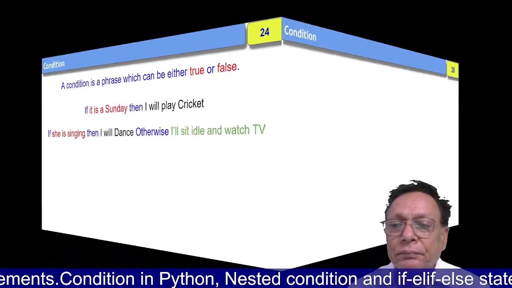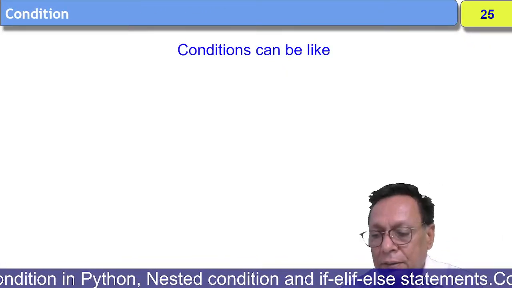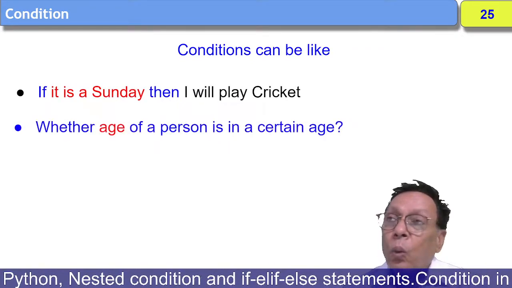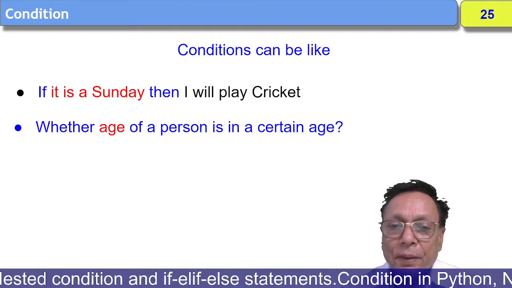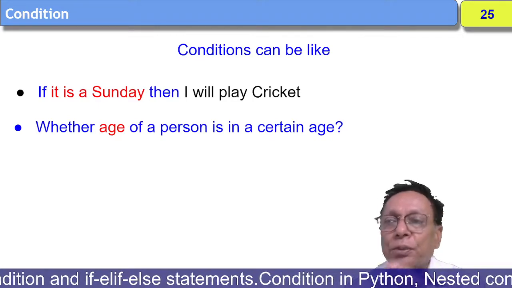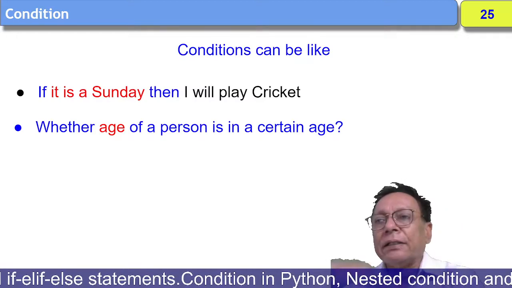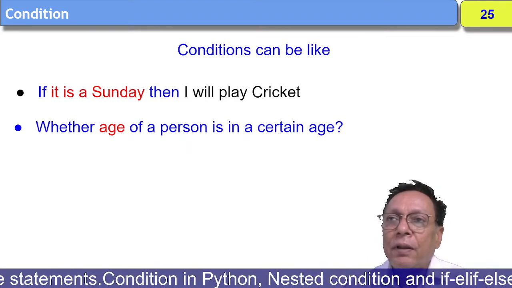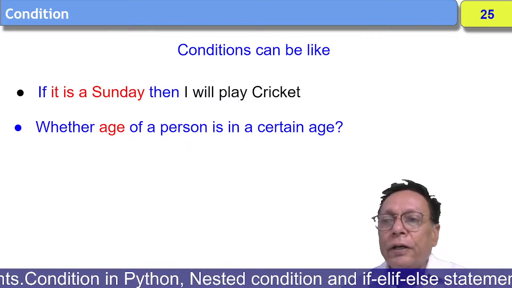So conditions can be like, if it is a Sunday, then I'll play cricket. Or whether the age of the person meets a certain age criterion. You may take age as a condition, like age is greater than or equal to 20, age is greater than or equal to 60, age is less than 5, age is less than 10. So here age can also be incorporated in a condition.